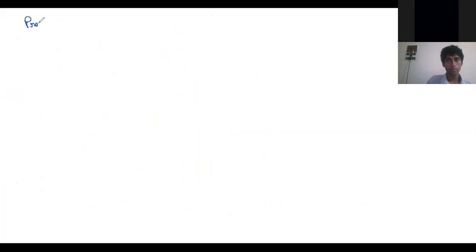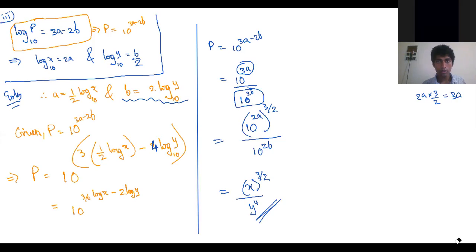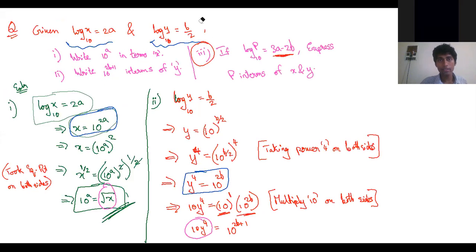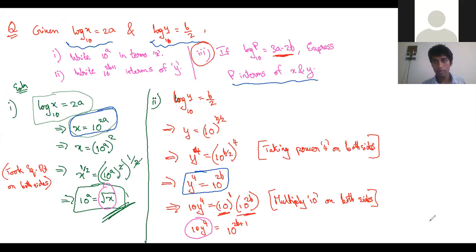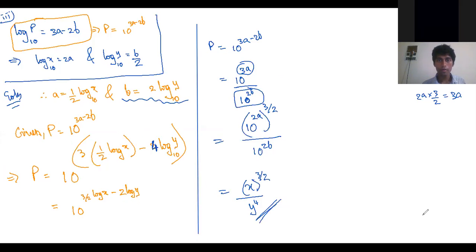Sir, we did not complete the answer. Oh, no, no. The question is to explain, it's done. It is to express it in terms of x and y. Sir, I thought in terms of individually, individually x and individual y. No. x and y combined. Okay. Fine.